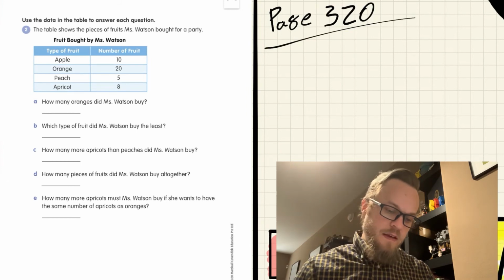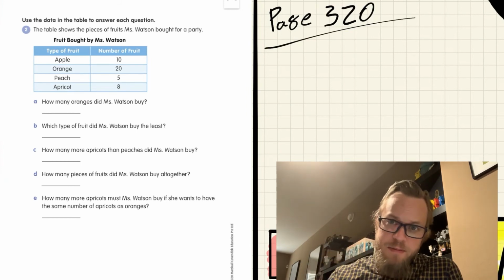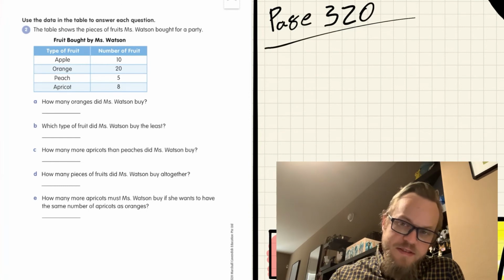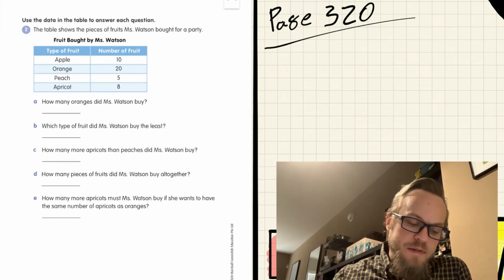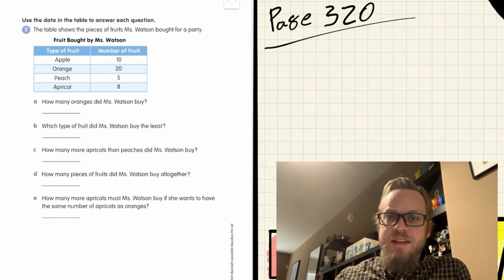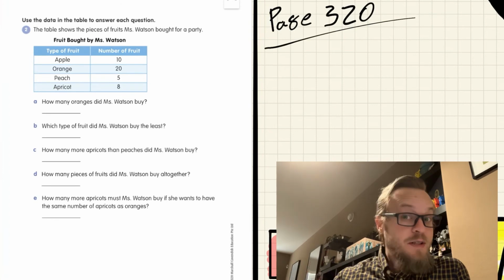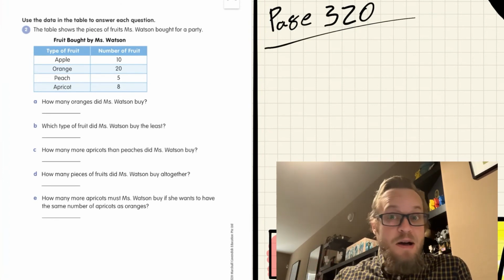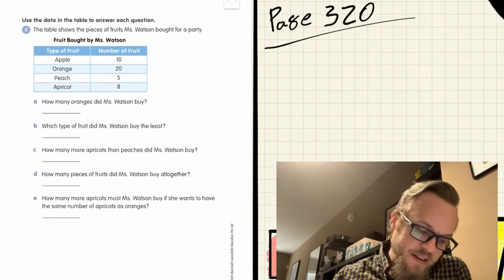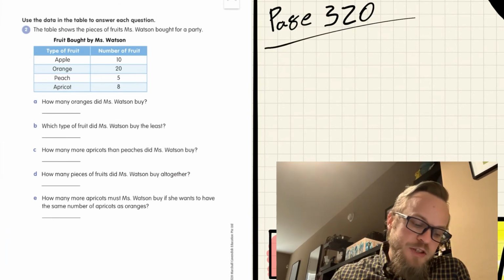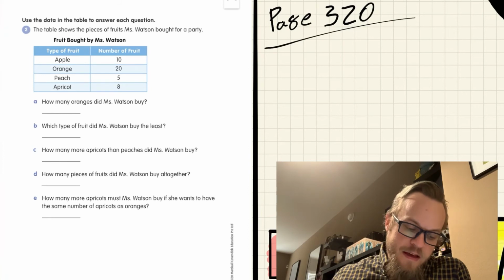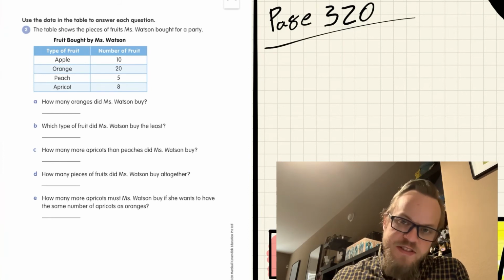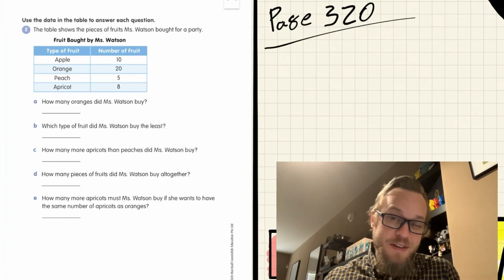Okay. All right. One more practice problem for us. Reading and interpreting this table. We don't need to convert tally marks into our numbers. The numbers are provided, but we will need to answer the question. So I'll read the question, give you a chance to pause the video and work through it. So let's see. Number 2, the table shows the pieces of fruit Miss Watson bought for a party. Apples, oranges, peach, apricot. So take a few moments to answer questions A through E, and we'll go over them momentarily.